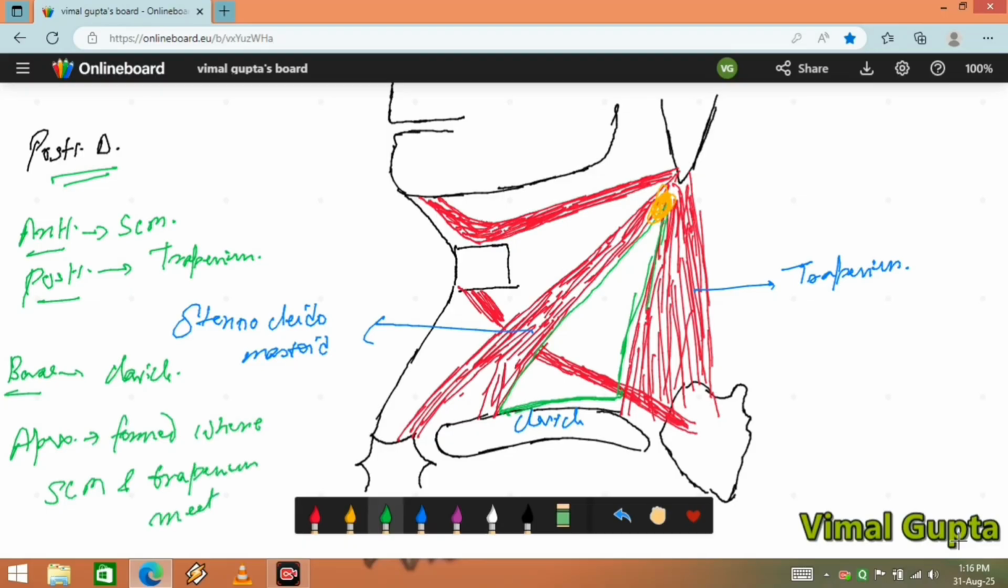This forms the apex. Now we can see that this whole triangle is further subdivided into two parts.